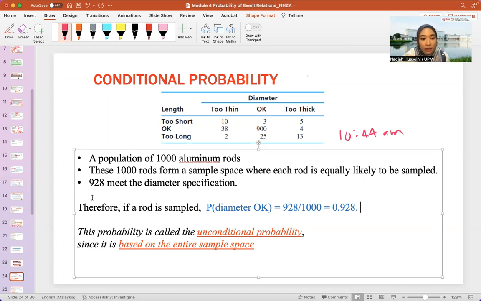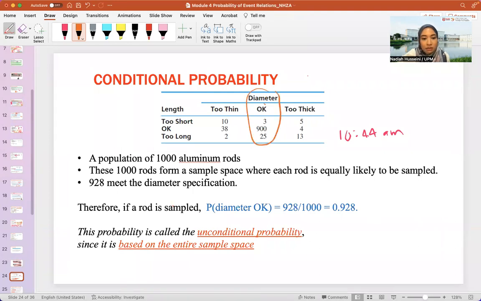How was that concluded? 928 meets the diameter specification. Meeting the diameter specification means okay. So 900 plus 25 plus 3. Out of the 1,000, we have 928 rods that have an okay diameter. So therefore, if a rod is sampled, the probability of getting a rod with a diameter that is okay is K over N, 928 over 1,000, which is equal to 0.928.